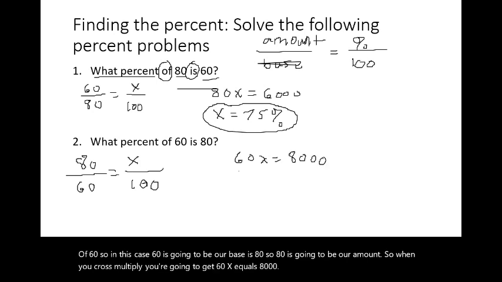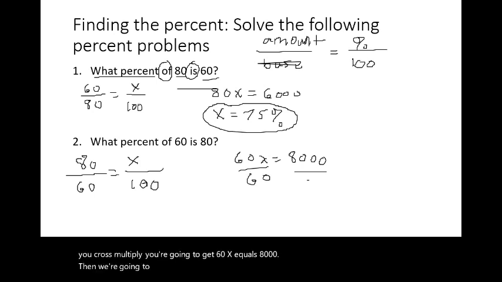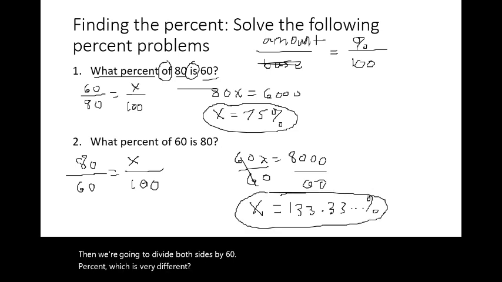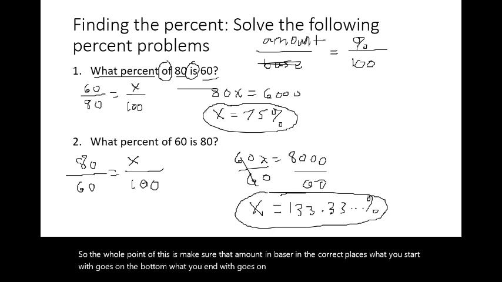Then we're going to divide both sides by 60. And you notice you get a very different percent. You get 133.33 repeating percent, which is very different. So the whole point of this is make sure that the amount and base are in the correct places. What you start with goes on the bottom. What you end with goes on the top. If you accidentally switch them, you're going to get a very different and very incorrect percent.